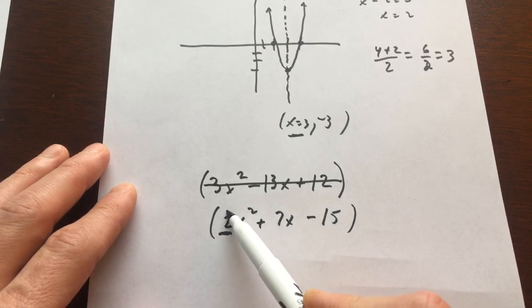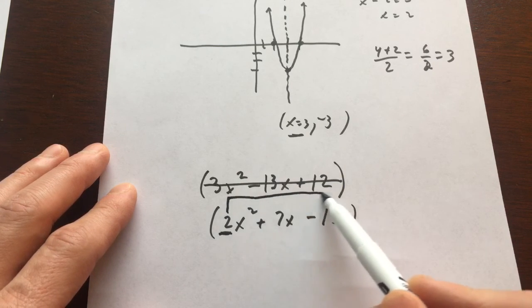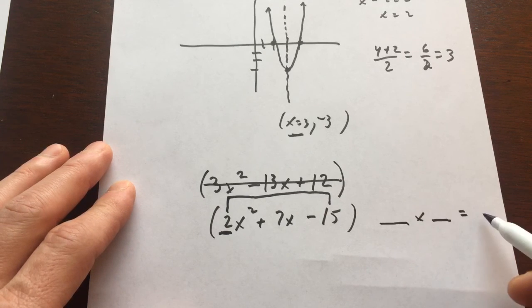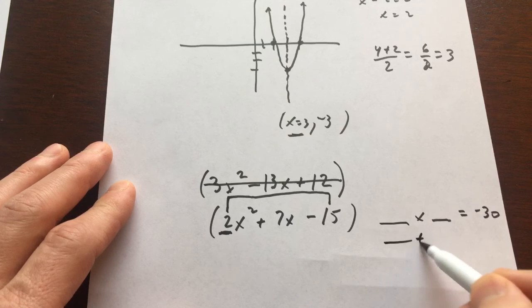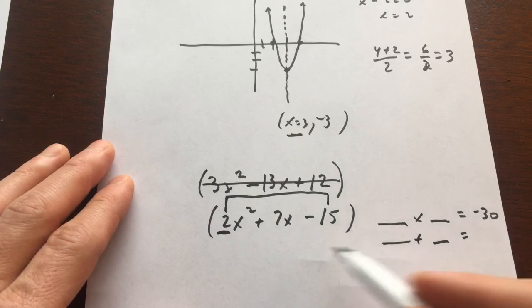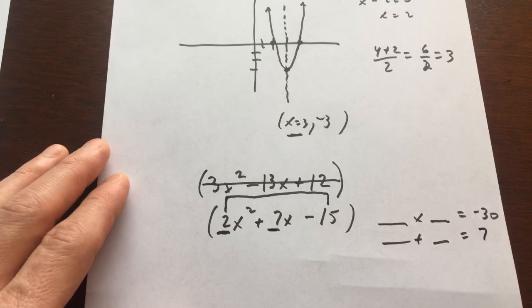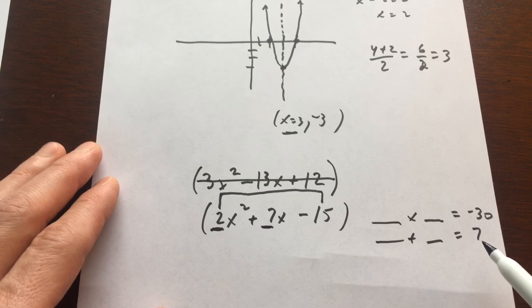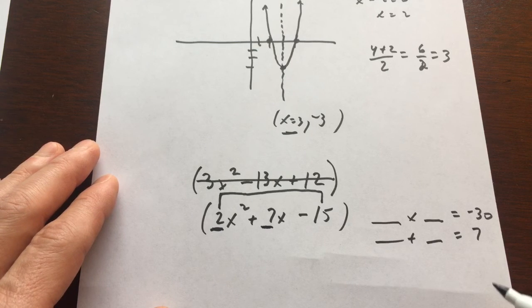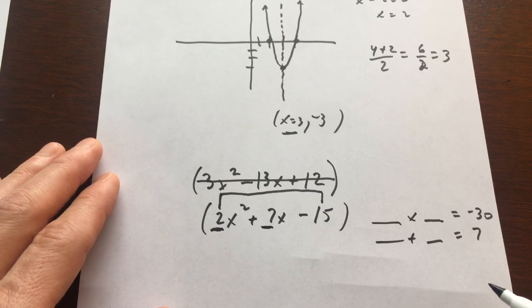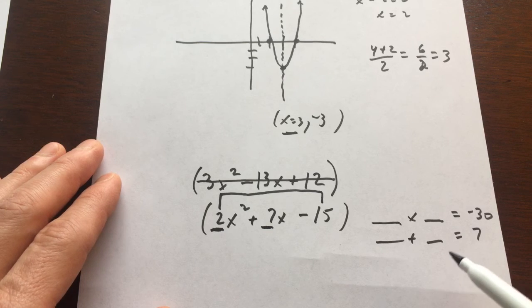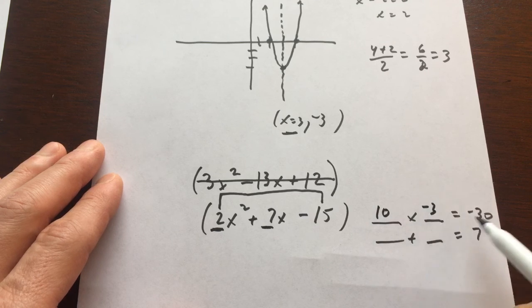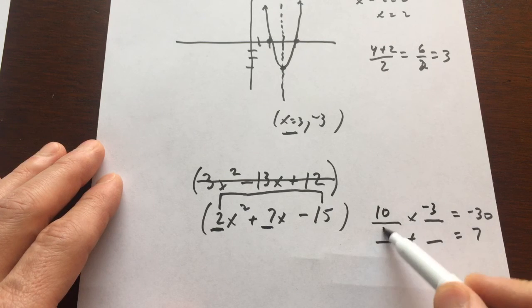So what you can do is you can take this 2 and multiply it by the negative 15, and you have to ask yourself what 2 numbers multiply to negative 30, but add to the middle coefficient, which is positive 7. So can anybody tell me what 2 numbers multiply to negative 30 but add to positive 7? What would that be? It's like a riddle. This is the toughest part about the problem, but basically if you can figure out this, you've got it.